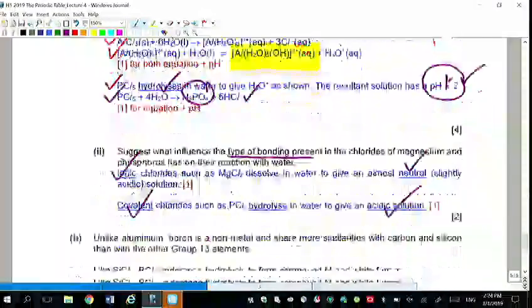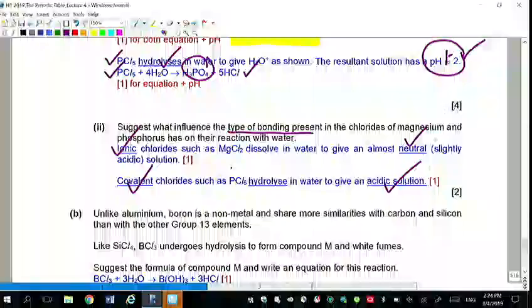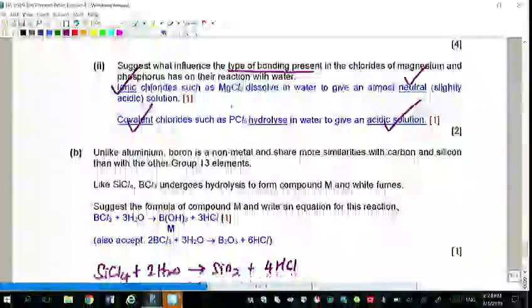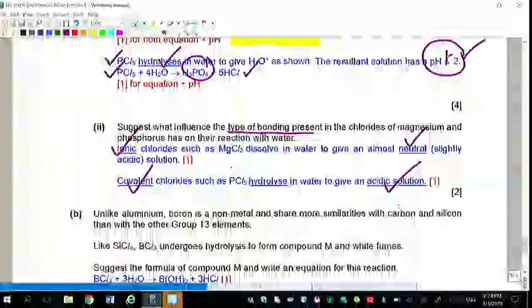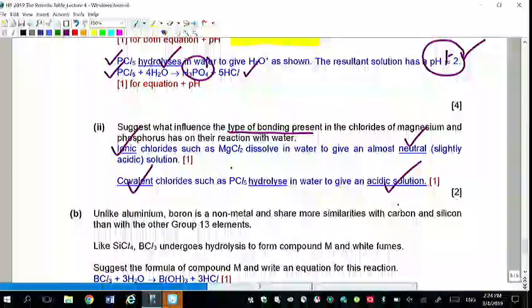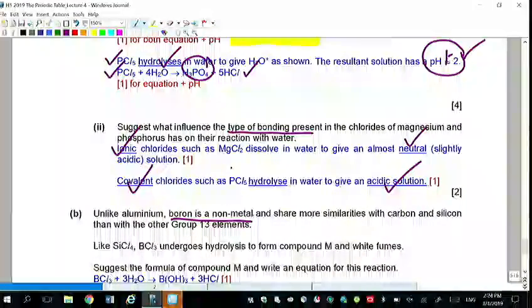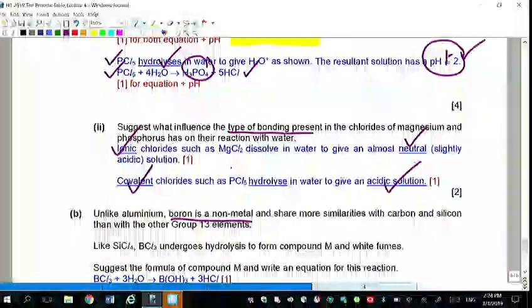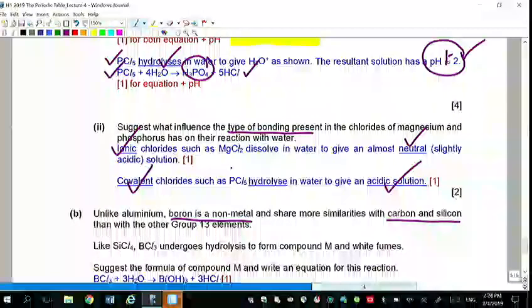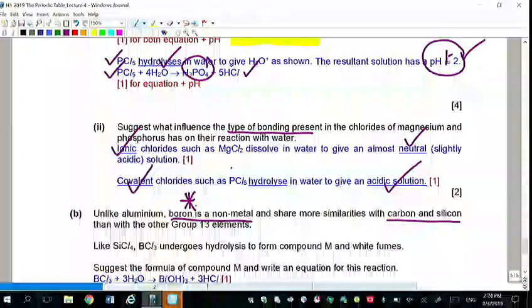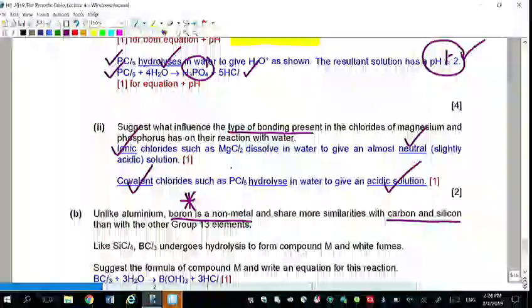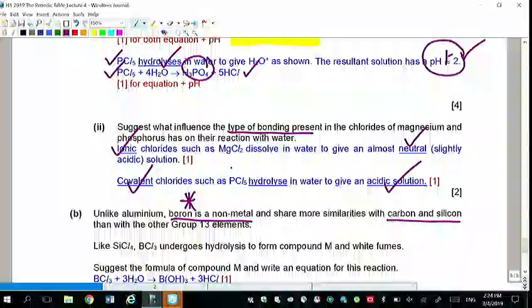Last part, before we call it a day. This is when they tell you that unlike aluminium, boron is a non-metal and shares more similarities with carbon and silicon. Reading in the context of the question, they tell you that boron, by right, should have similar properties with aluminium because they are in the same group. But in fact, the question tells you that it doesn't.